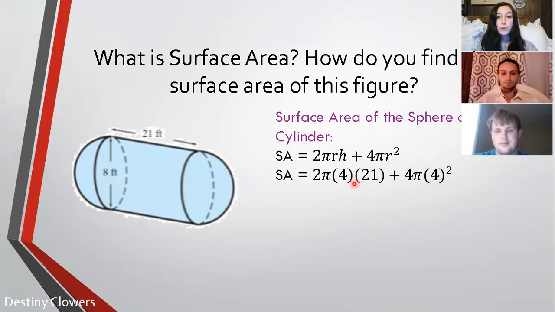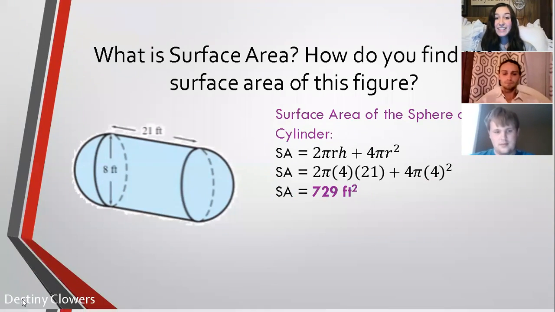And of course, we have to find the radius. Like we mentioned earlier, the radius is always half of the diameter. So that's where we got 4, because 8 divided by 2 equals 4. So 2 pi times 4 times 21 plus 4 pi times 4 squared equals 729 feet squared. So that's how you find the surface area of this figure.